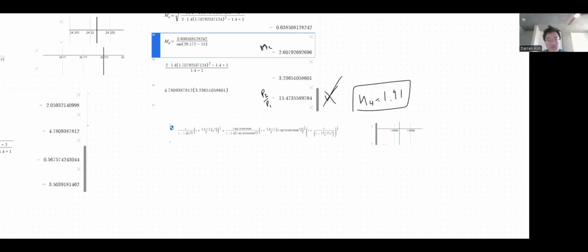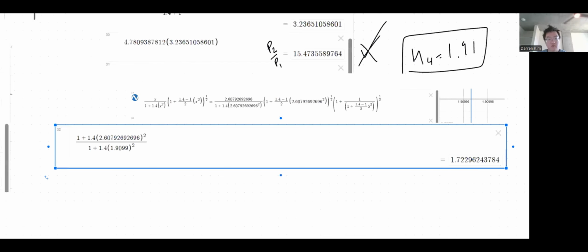Okay, so what's M2? M2 is 2.6, and then it's going to be the square root of 2 by 1.9099, but I'm just going to use 1.906 because that's what the professor used. 1.7, yeah, that's about right. And if I choose 1.9099, it would have been about the same. Okay, so we get 1.723. From that, I can now do this equation.